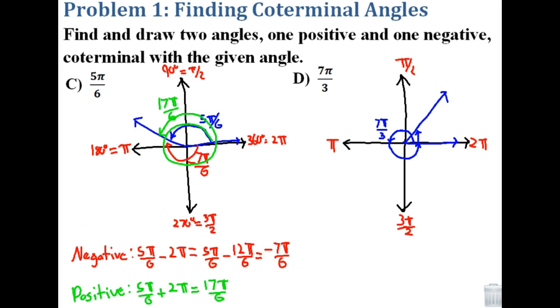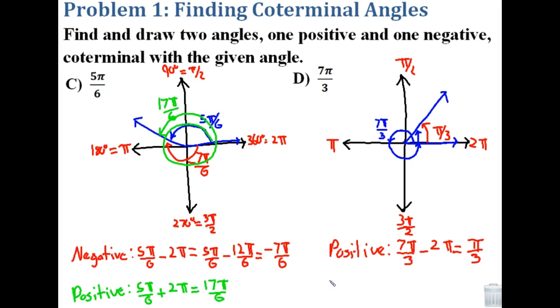We just alluded to how we can find another positive angle. If I take that 7 pi over 3 and subtract 2 pi from it, that's going to leave me with just pi over 3, which would be this positive angle right here, the smallest possible positive angle.